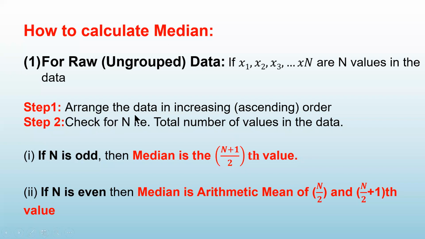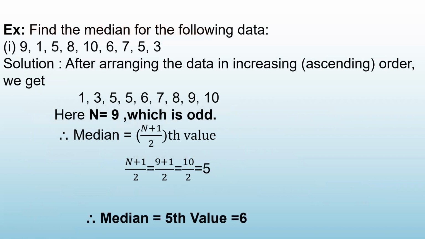So for that, what we do, we first find out the total values in the data. If that is odd, then exactly one value will come in the middle. That is which value? N plus 1 by 2. And if n is even, then two values will come in the center. This example we have solved yesterday.